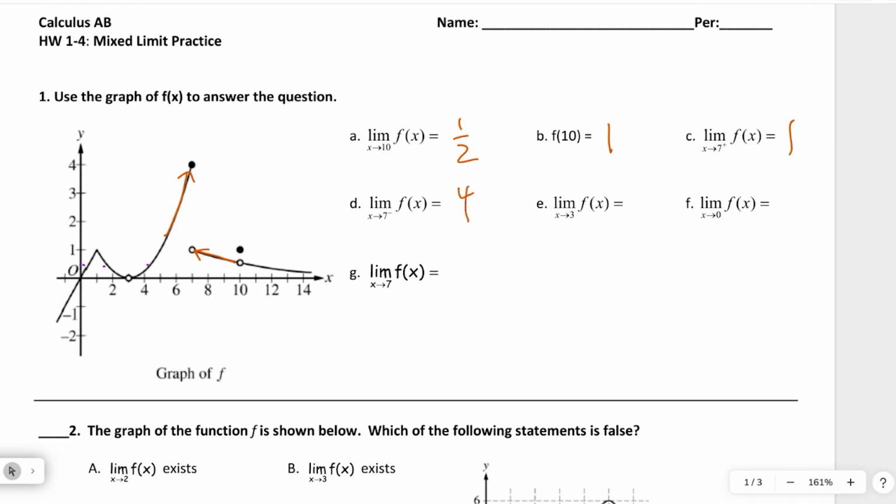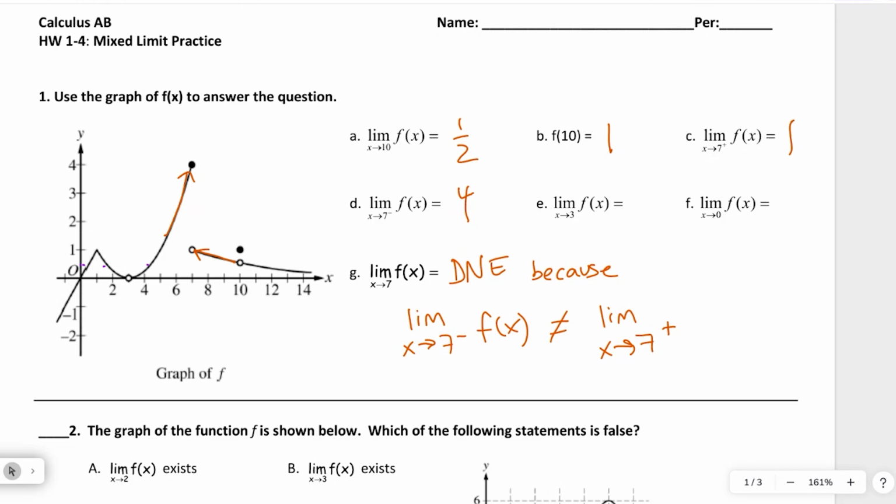And since these two one-sided limits are not equal, we can say that the limit as x approaches 7 does not exist. And if I ever ask you to explain why in this kind of scenario, you would say, well, because the left-hand limit does not equal the right-hand limit.